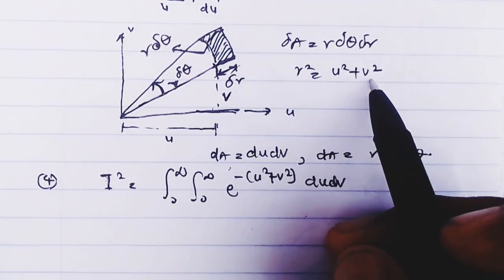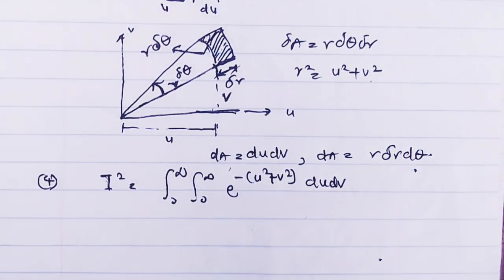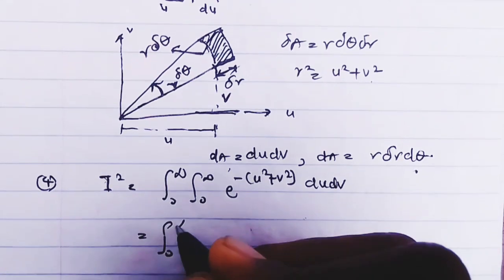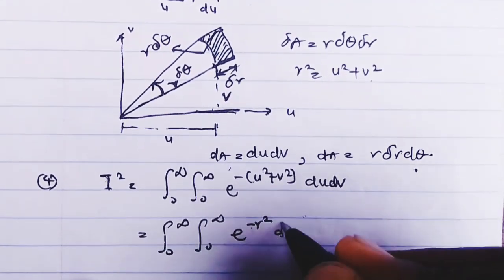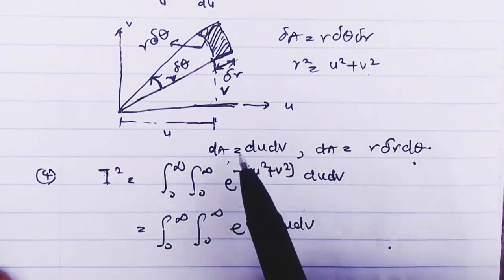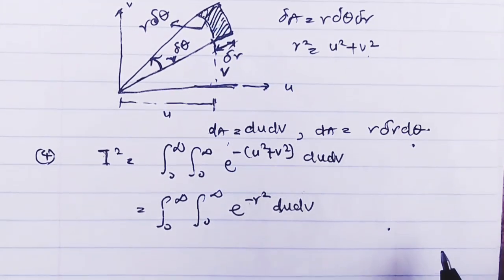Since u square plus v square is equal to r square, let's substitute here. We'll be having the integral from 0 to infinity of exponential minus r square du dv. Now before I substitute this area for this area, let's check, because we are involving two variables.